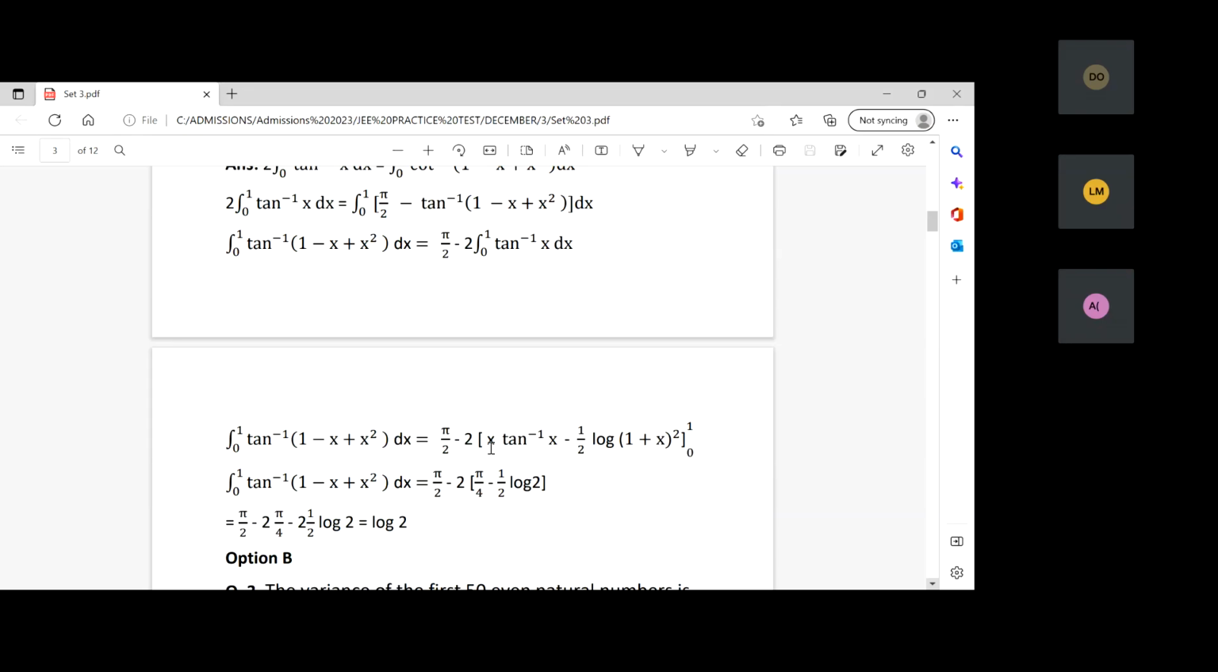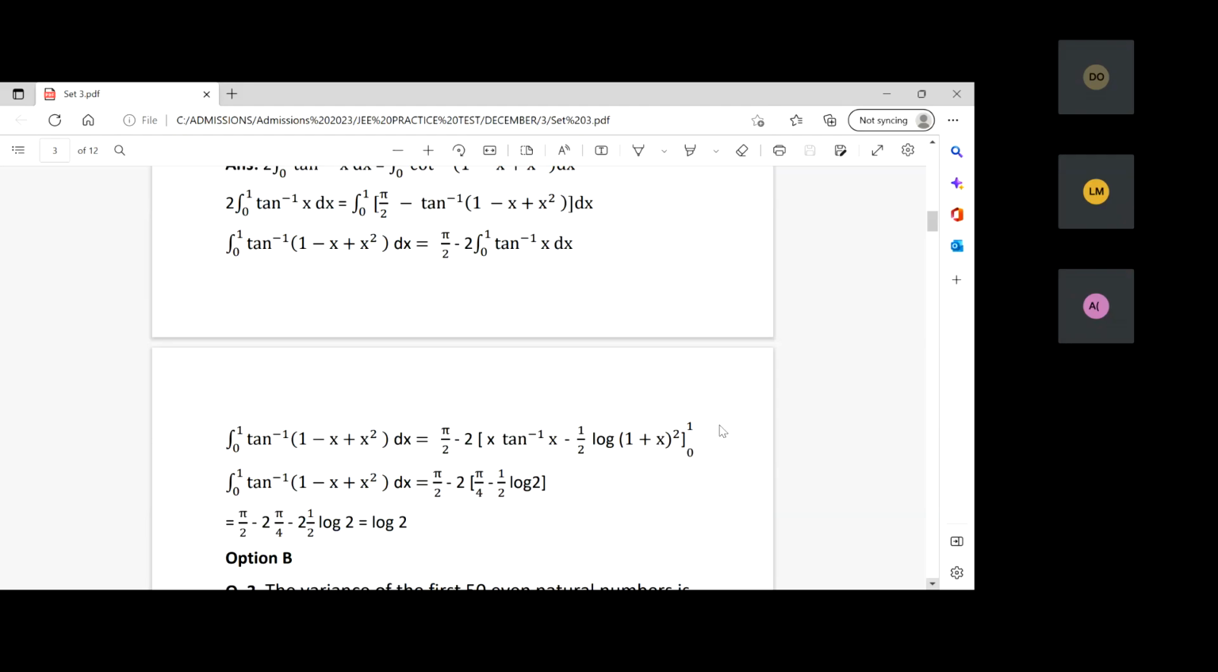So how will this term look? It will be x into tan inverse x minus 1 by 2 into, this term will be actually what? Integral of 0 to 1 of 2x by 1 plus x whole square. So you have to write this as log of 1 plus x square. And here the limit is from 0 to 1.